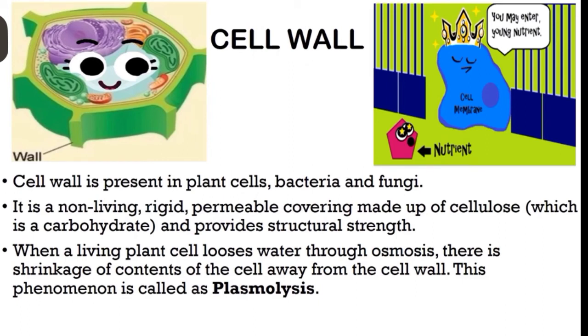Cell wall is present in plant cells, bacteria and fungi. It is a non-living, rigid, permeable covering made up of cellulose and provides structural strength. When a living plant cell loses water through osmosis, there is a shrinkage of contents of the cell away from the cell wall. This phenomenon is called plasmolysis.